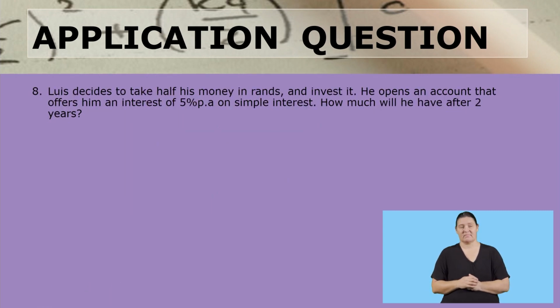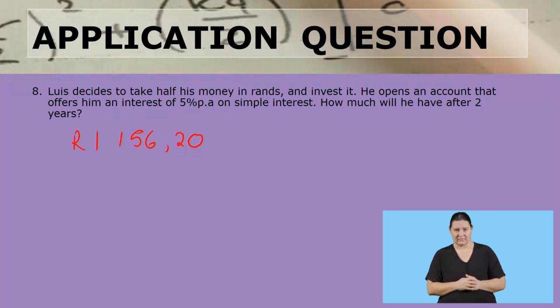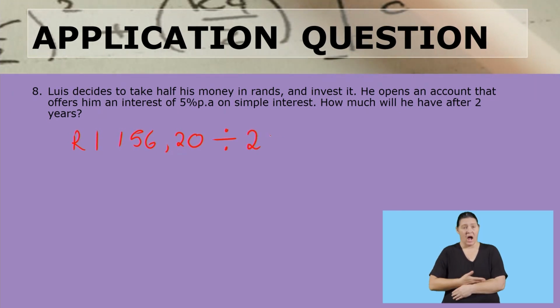Then we have Louis, who decides now to take half of his money in rands and invest it. So do you remember how much he had in rands? That was 1,156 rands and 20 cents. Now he decides to take half of that and invest it. So for us to find half of that value, we are going to divide by 2. And when we divide that amount by 2, we have now 578 rands and 10 cents.